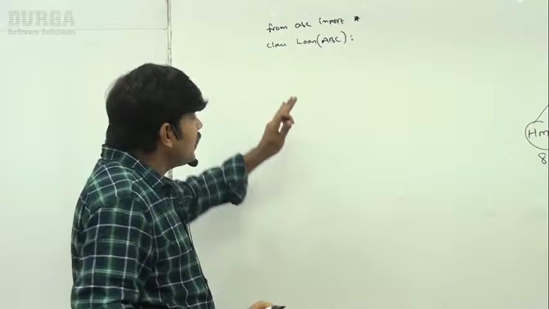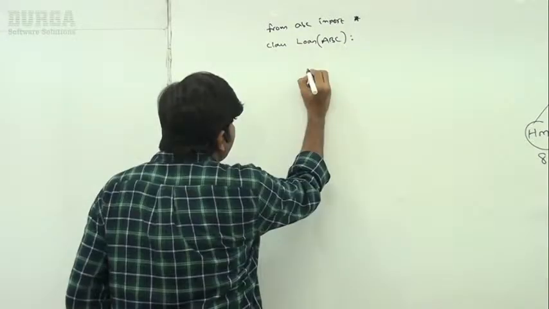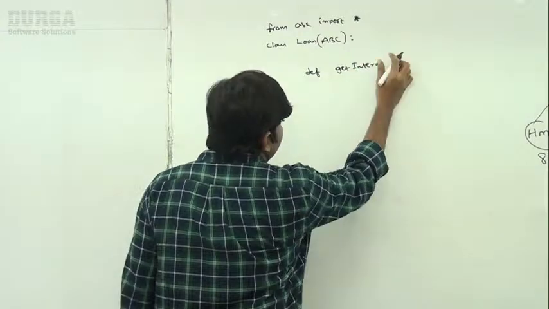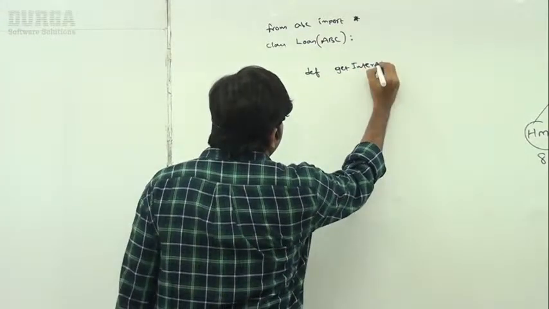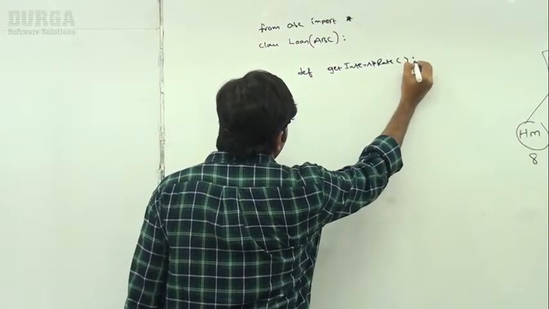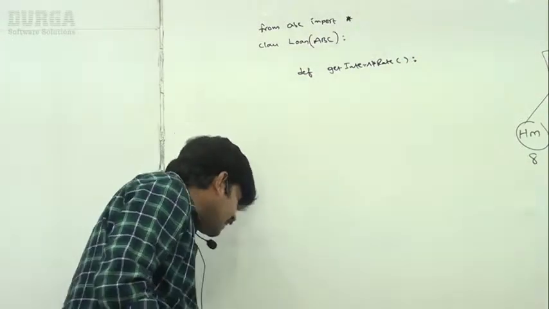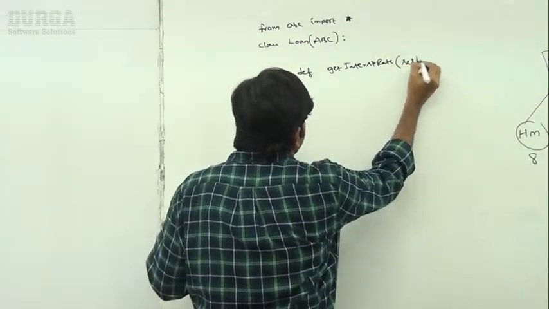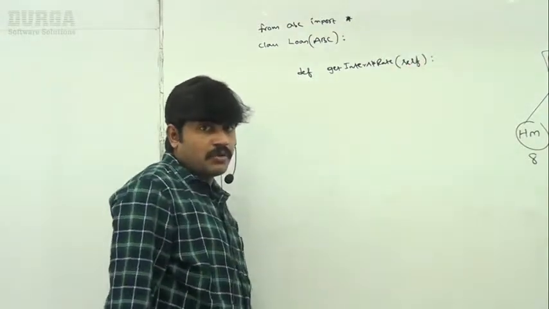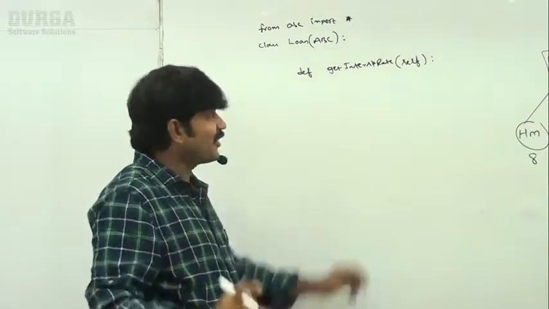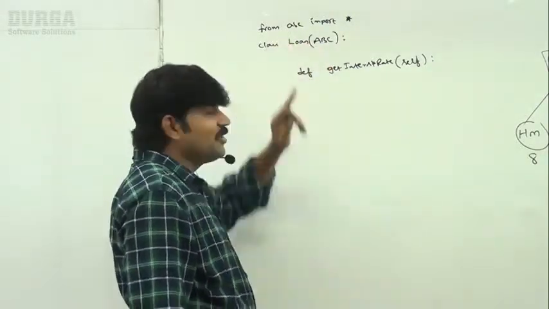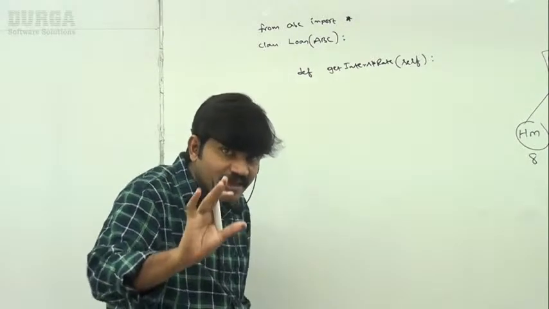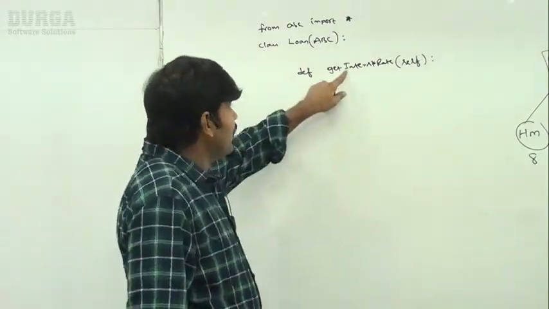Here I want to declare one method: def get_interest_rate. I want to define a method like this. What is compulsory here? We require to use self. Don't ask any question related to self, the abc module, or the ABC class. All these things we are going to discuss in detail in the OOPS concept, right?